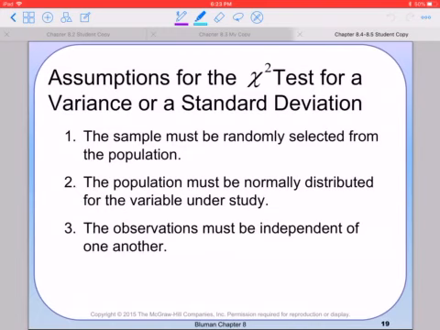So a couple of random things here. A sample must be randomly selected from the population. The population must be normally distributed for the variable under study, and the observations must be independent from one another.